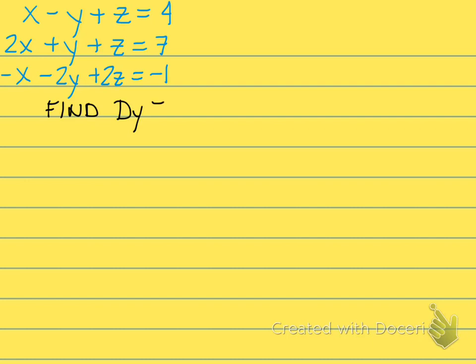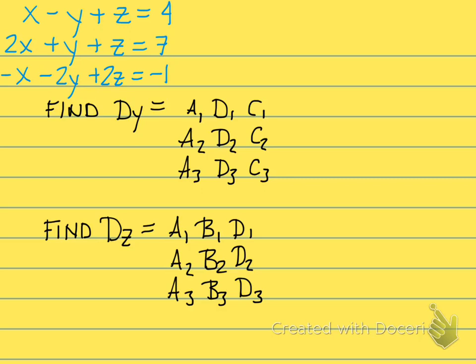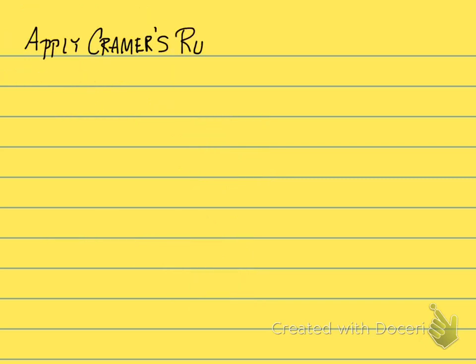Now let's go find d sub y really quick. Now remember, for d sub y, we're substituting our y column with the d column. So A and C, 1, 2, and 3 will now go back to the same, but instead our y column, or our b values, will be substituted with the d values. And then for d sub z, our a and b columns will stay the same. The c column, or our z values, will then be substituted with our d column, which is the 4, 7, and -1.